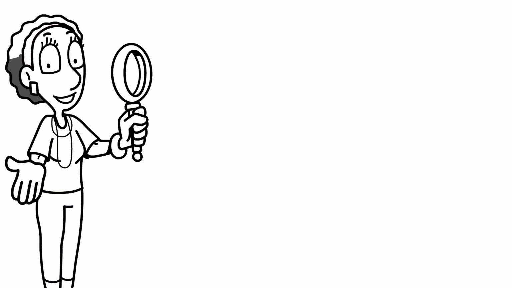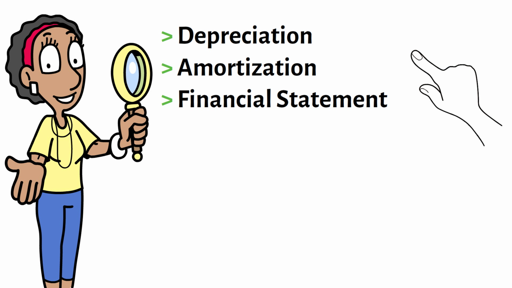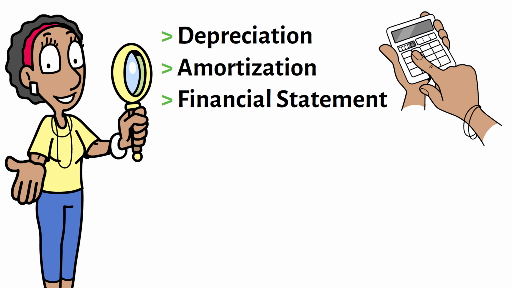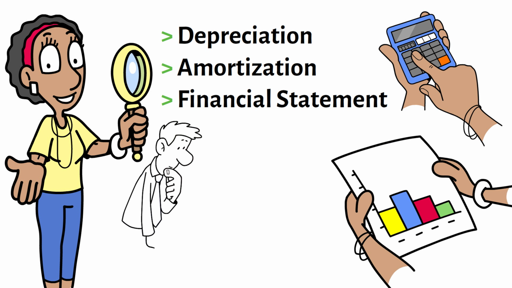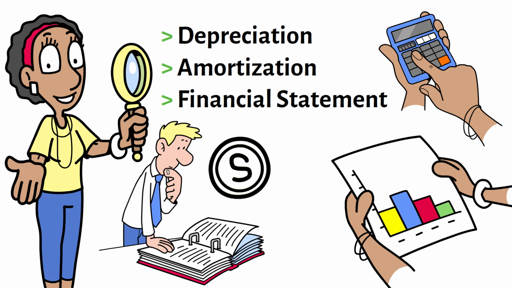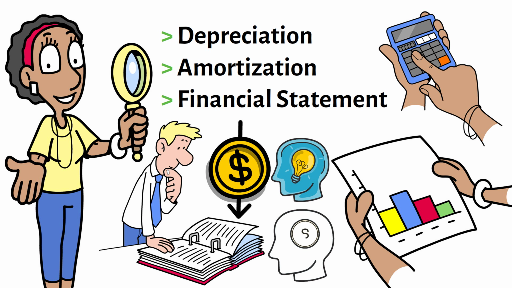So the next time you see depreciation or amortization on a financial statement, you'll know exactly what's happening behind these numbers. It's not just accounting, it's storytelling about how assets lose value over time. And once you understand that story, you're already thinking like an accountant.